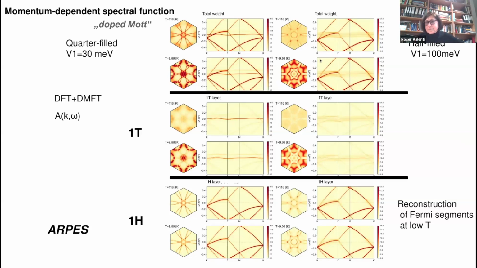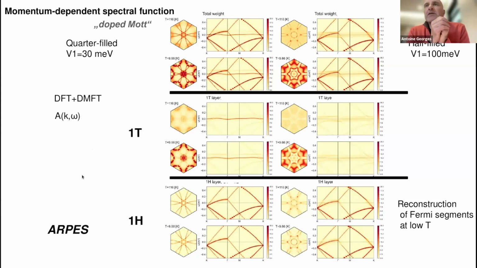And for instance, in the heavy fermion scenario, what we observe here is the DMFT band structure, where there is, of course, a very strong hybridization, which is not there in the quarter-filled case. And more important is this picture here, at high temperature and at low temperature, in terms of the 1T and the 1H. Clearly, in the heavy fermion scenario, as a function of temperature, we see a clear reconstruction of segments of the Fermi surface, which is not observed in this quarter-filled doped Mott insulator, so in this correlated method.